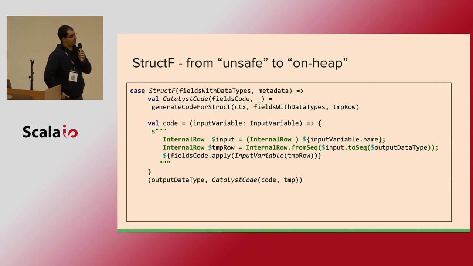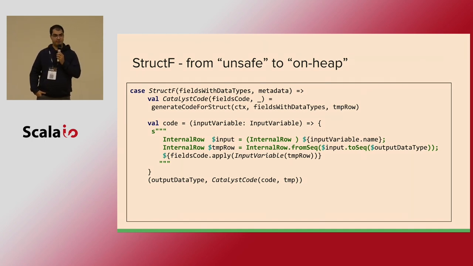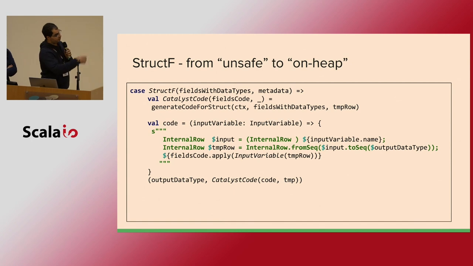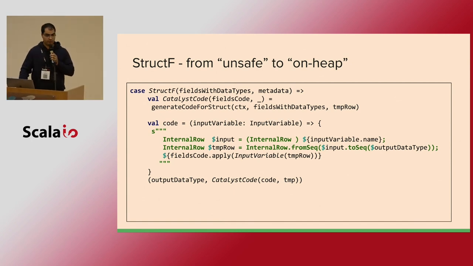The struct F is basically the same thing, but I'm using internal rows. Of course, the code is simplified because you have to handle the unsafe API. That's to say that if you can do some computations without bringing anything onto the heap, onto the part of the heap managed by the garbage collector, then you will definitely want to do so, because this is going to be way more efficient. But once again, same thing, I'm composing, I'm using the fields code, applying to the temp row, and just going down.